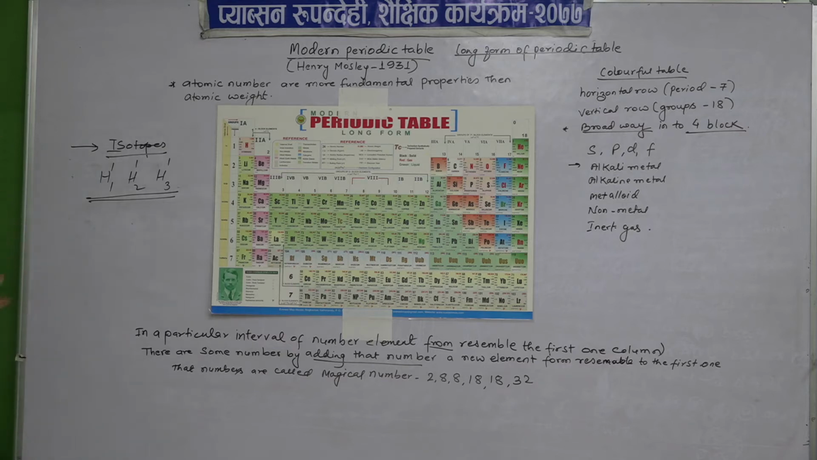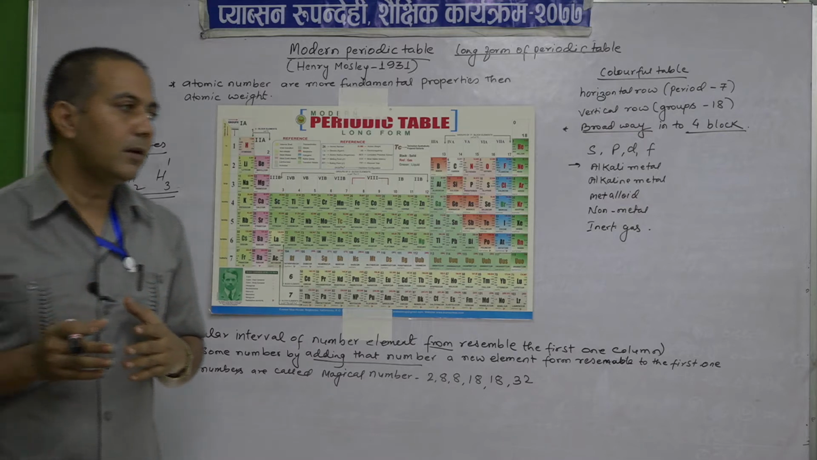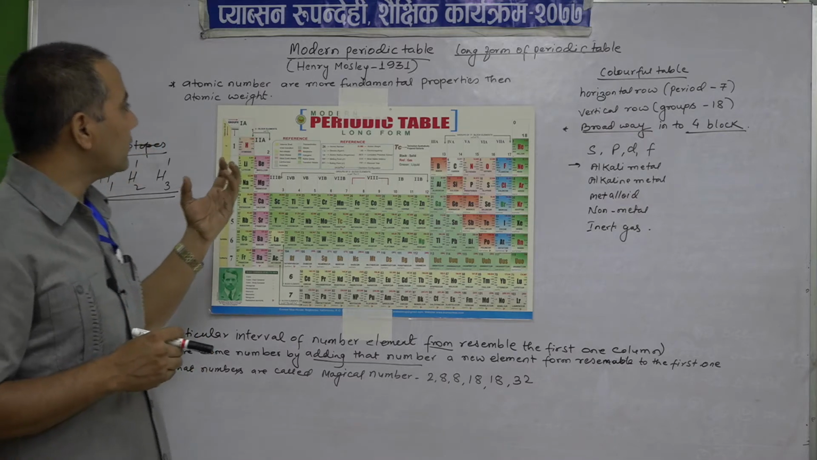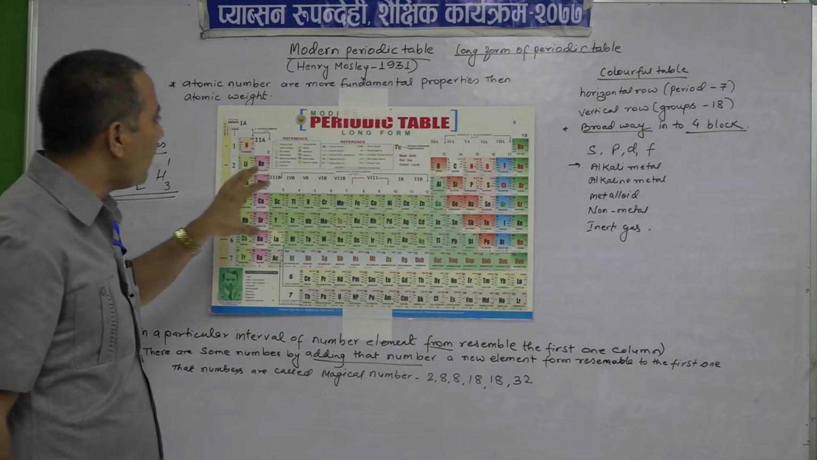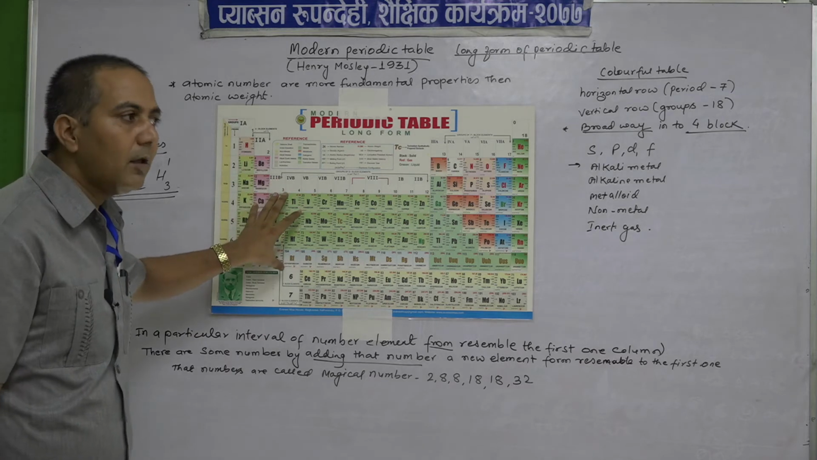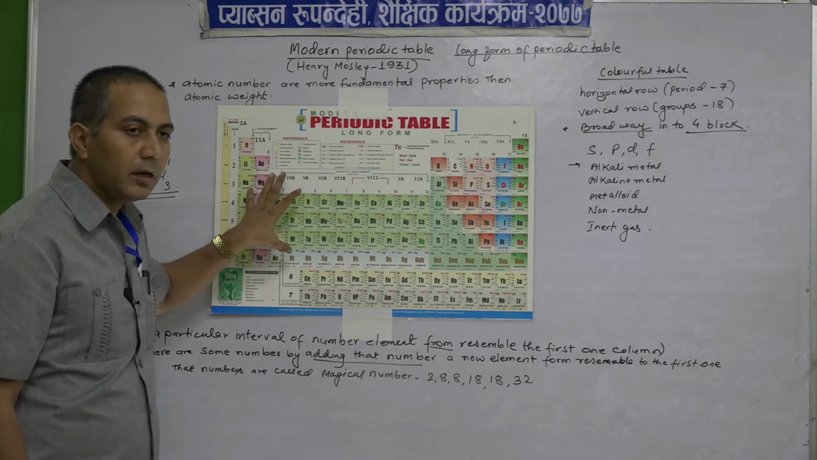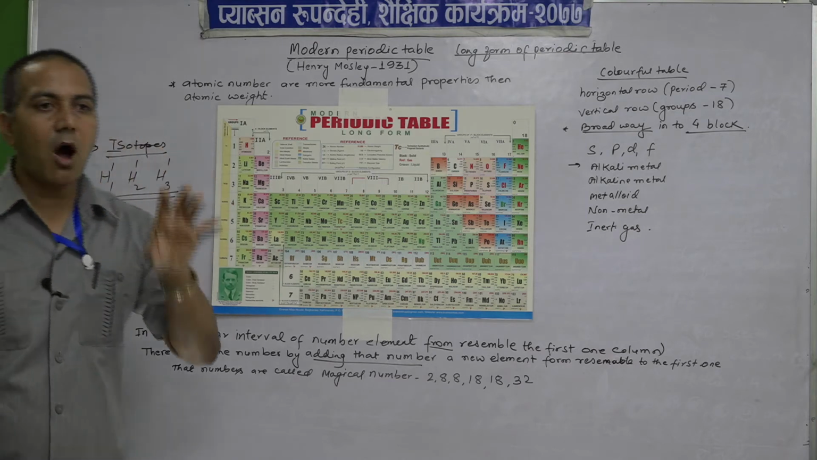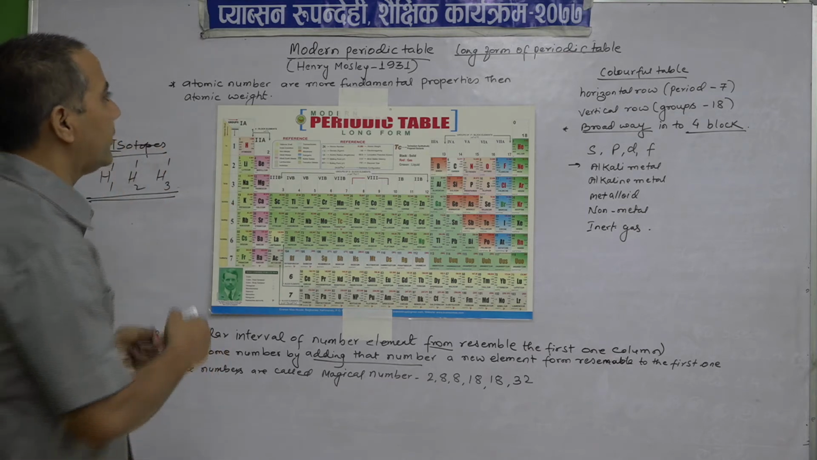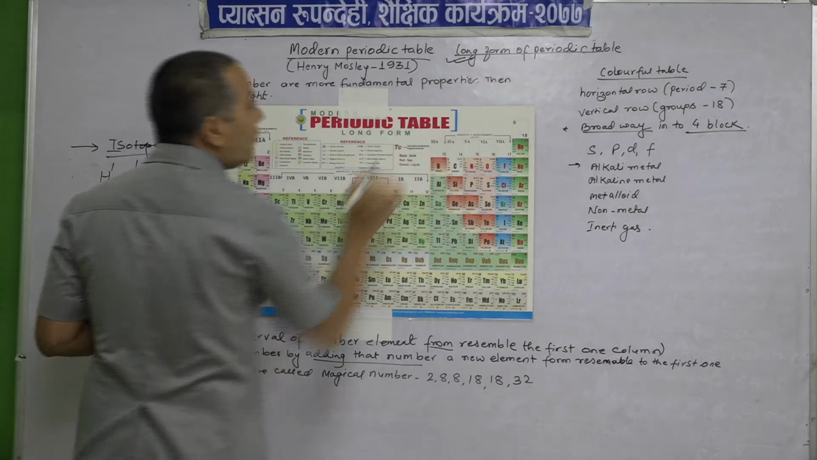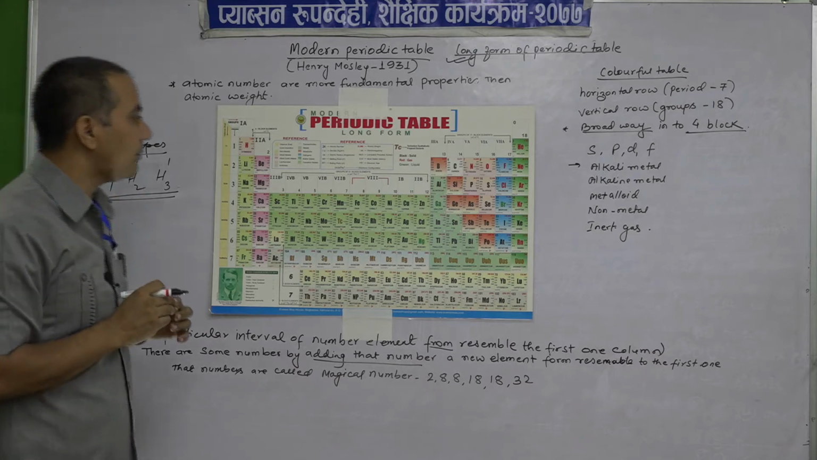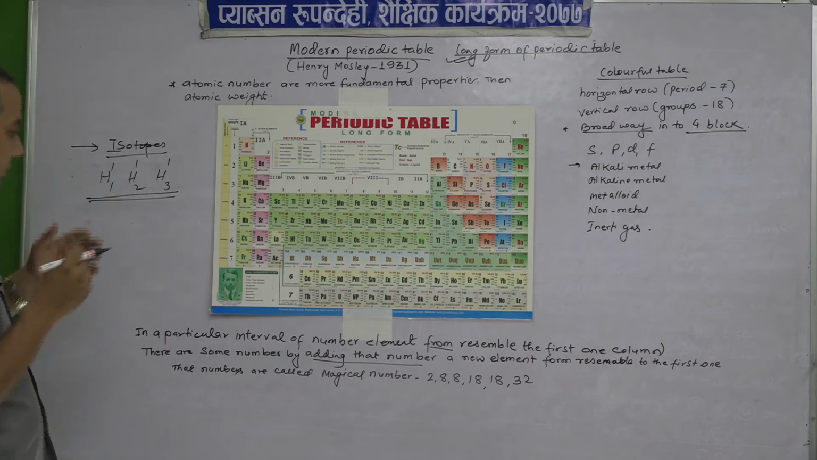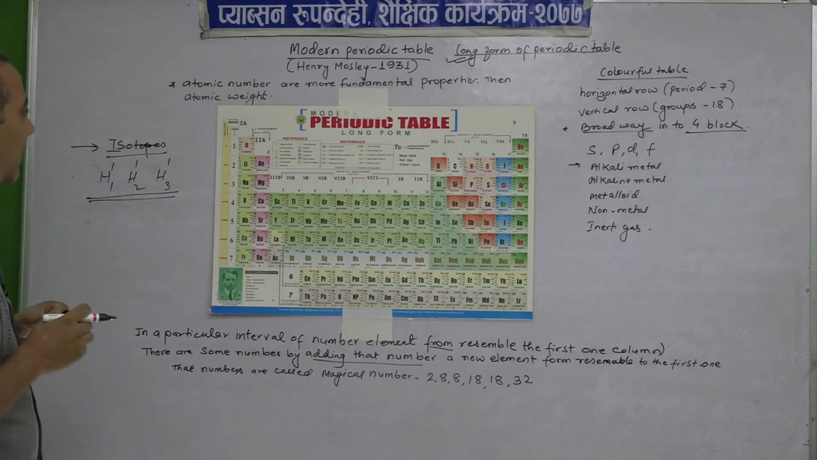There were many contributions to the modern periodic table. After a long series of modifications, the periodic table was formed that we call the modern periodic table, and it is also known as the long form of the periodic table, which is written here. Now we come to the main parts of the periodic table. Let us discuss them one by one.